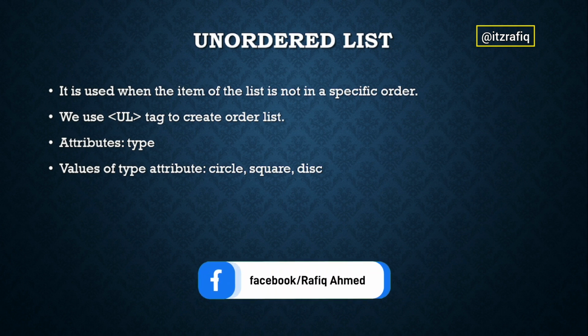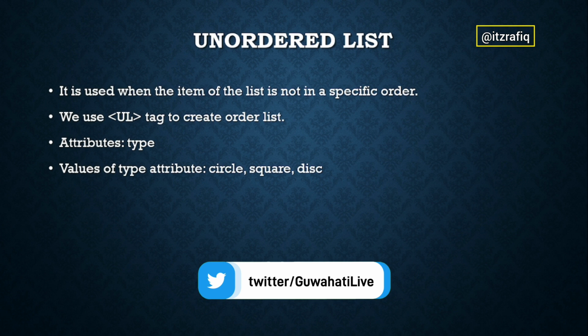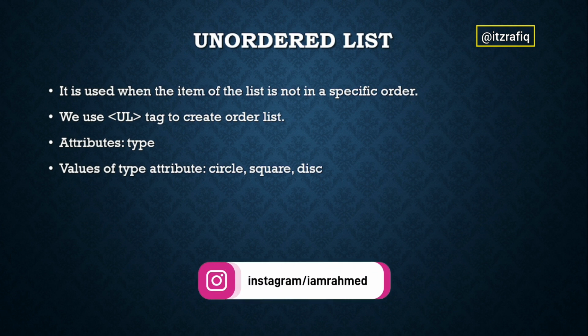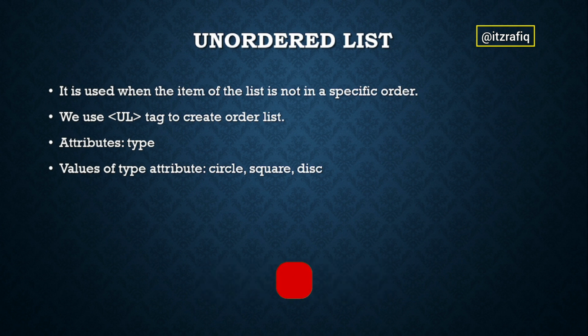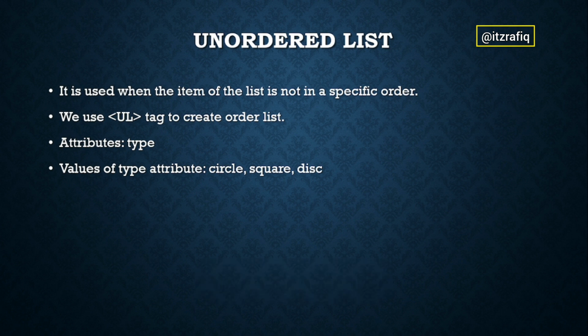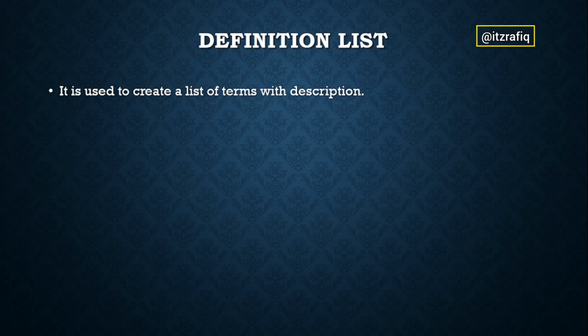Here we can see I have given the points list-wise. There you will see a bullet. So in an unordered list we can use circle, square or disc. By default it is disc. Disc means you will get one black colored dot, square will give one small square, and circle will give one circle.